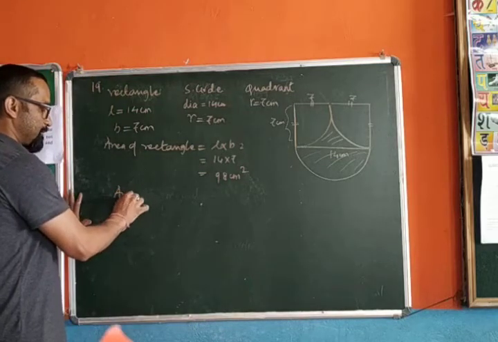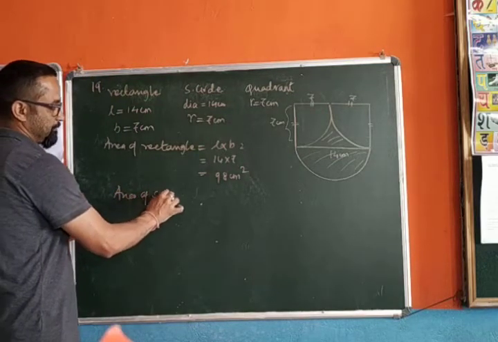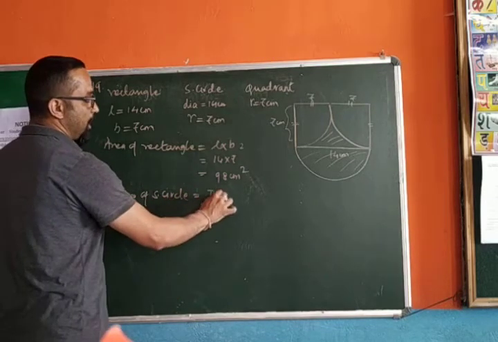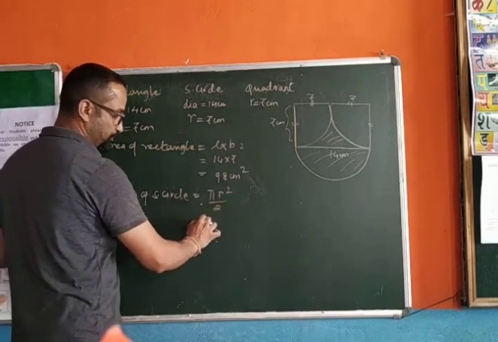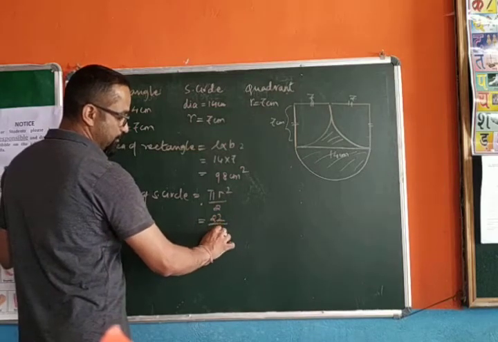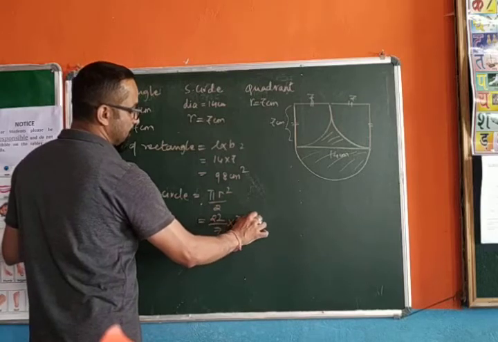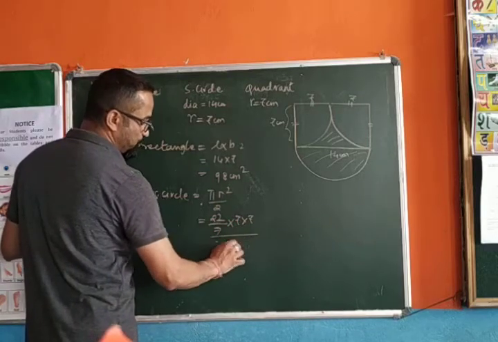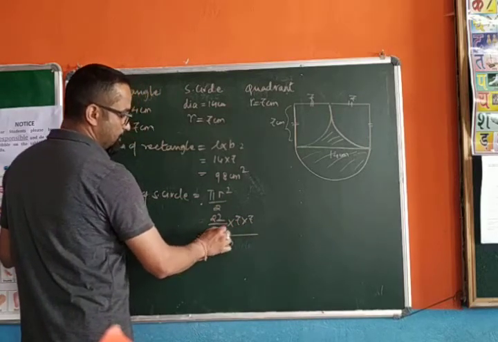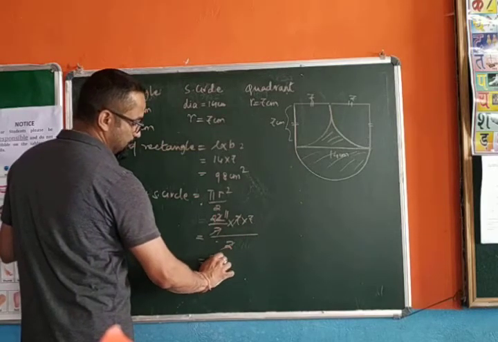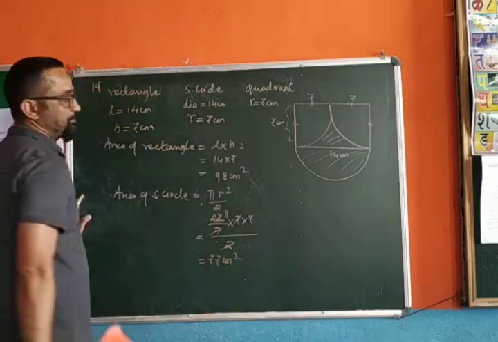Calculate area of semicircle. Area of semicircle is pi r square divided by 2. 22 by 7, radius is 7 multiplied by 7 divided by 2. 7 cancels 2, 11 times, you get 77 centimeters square.